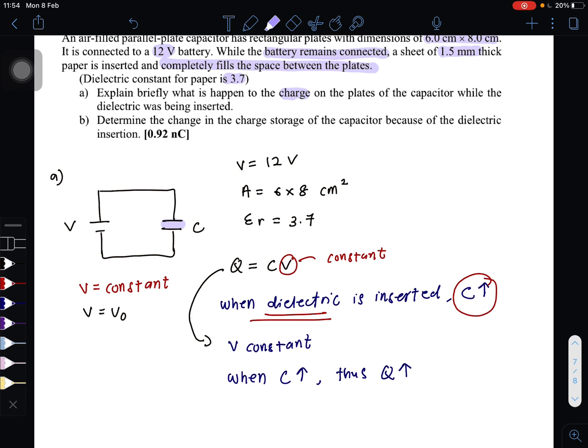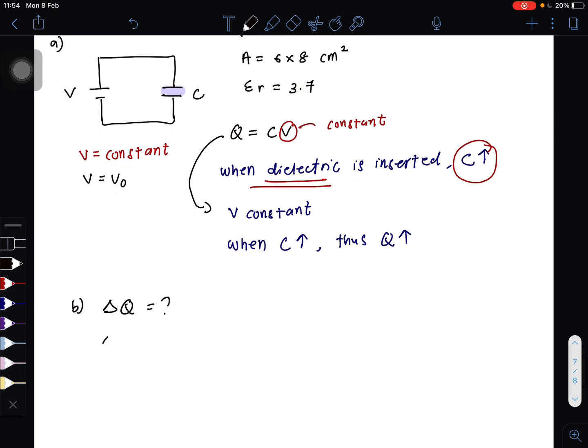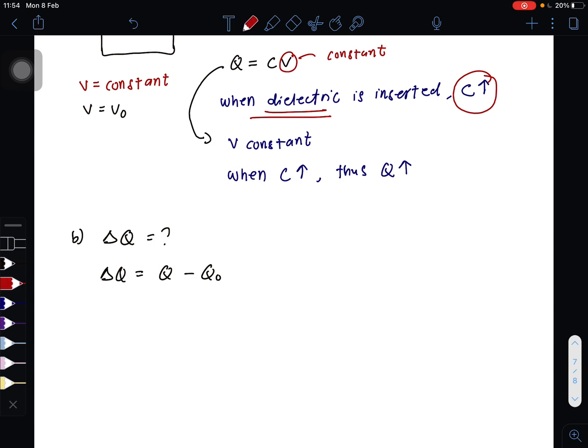Okay, now question B. Determine the change in the charge of the capacitor because of the dielectric insertion. We want to find the change of the charge, which is delta Q. If it is change, it must be delta Q, meaning delta Q will be equal to Q minus Q0, final minus initial, since final will be higher than initial. Alright, so how do we find this? We have to find them one by one, Q and Q0 first. So let's find Q0 first. Q0 is equal to C0 V0.